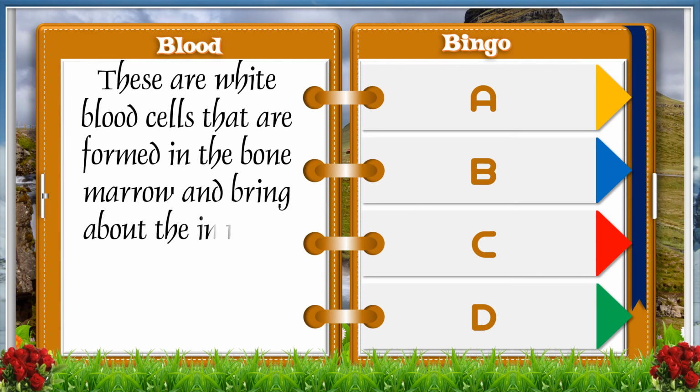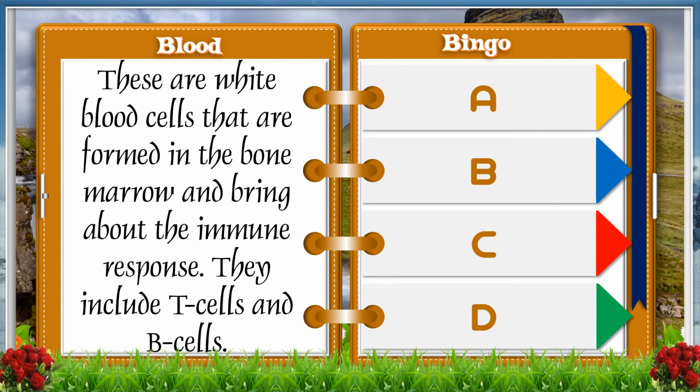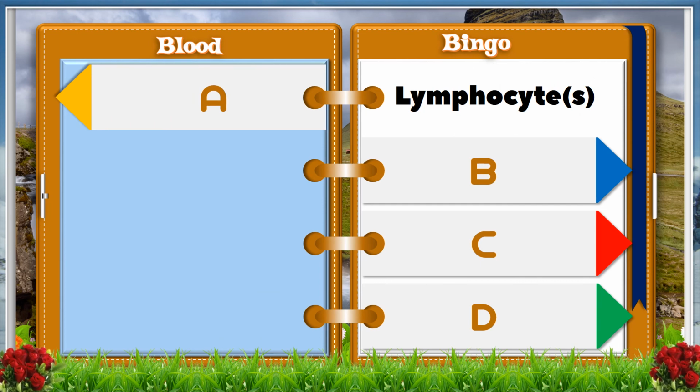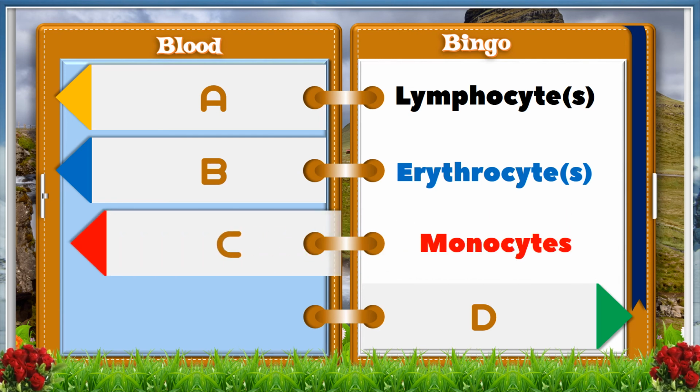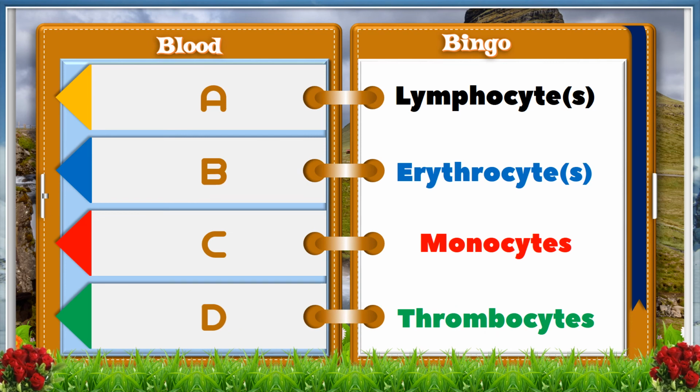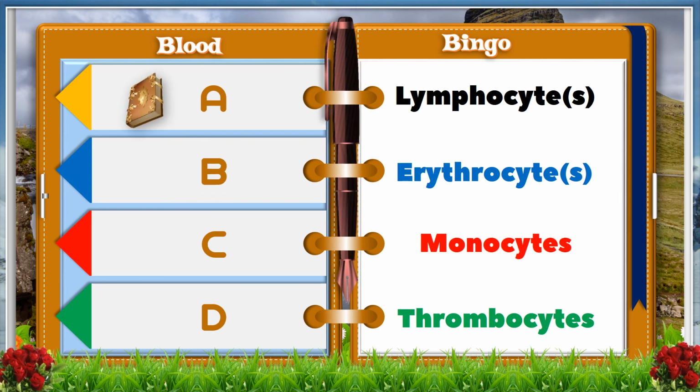These are white blood cells that are formed in the bone marrow and bring about immune response. They include T cells and B cells. A. Lymphocytes. B. Erythrocytes. C. Monocytes. D. Thrombocytes. And the answer is A. Lymphocytes.